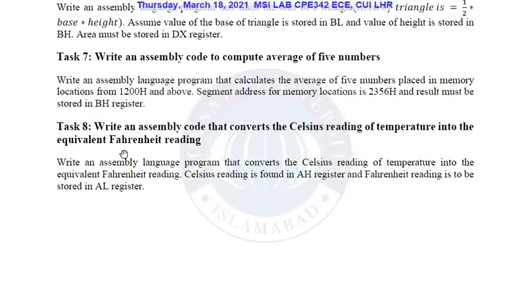The last task is to write an assembly language code that converts the Celsius reading of temperature into its Fahrenheit equivalent. You can Google the formula of centigrade to Fahrenheit conversion, and then implement that formula with the help of arithmetic instructions using assembly language and emulator 8086. Then you need to write code which can convert any Celsius value into Fahrenheit as per the instruction given in that task.